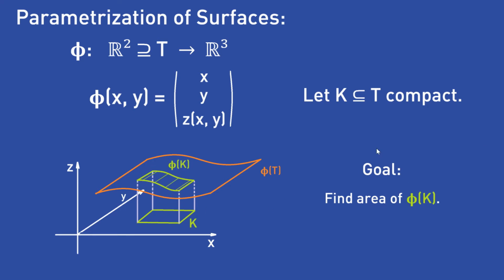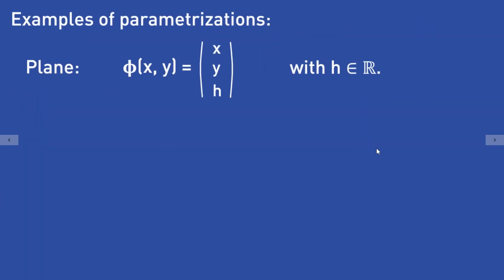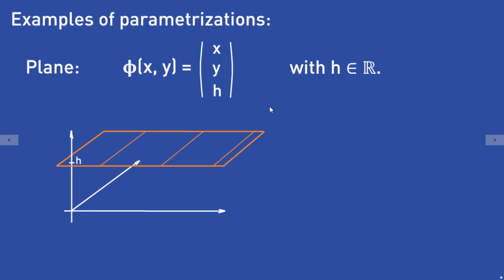But first of all, let's take a look at some examples of surfaces. The first parametrization looks like that. So phi of x, y is equal to x, y, and h, where h is a real number. This is just a plane at constant height h. Nothing interesting at all. Here you have a picture of it. So this here describes a plane at constant height h.